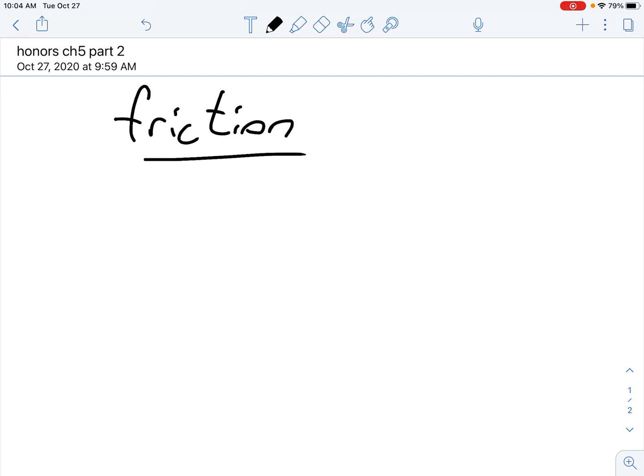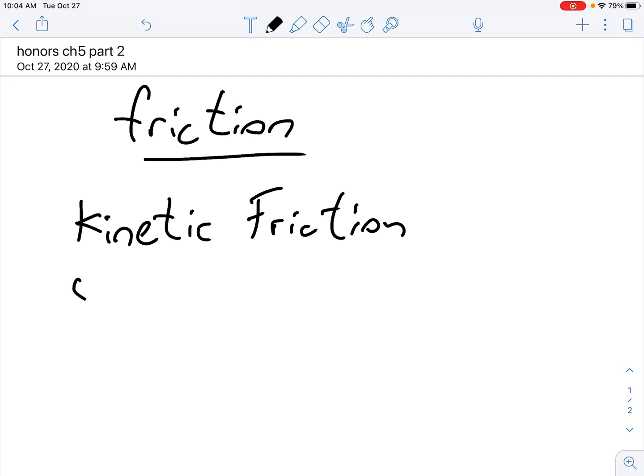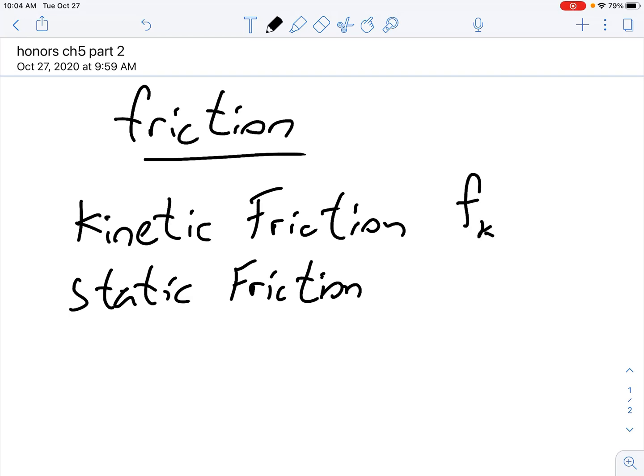There's two types of friction we're going to talk about. We'll talk about kinetic friction, and we will also talk about static friction. Kinetic friction, we're going to use the symbol lowercase f, subscript k, and for static friction, lowercase f, subscript s.